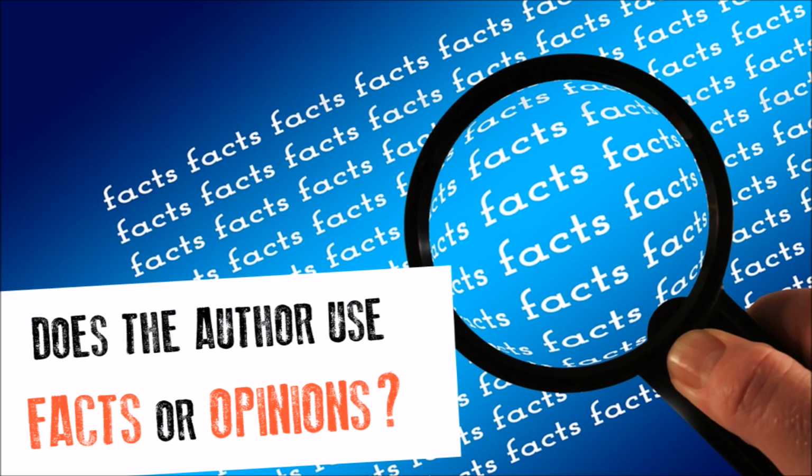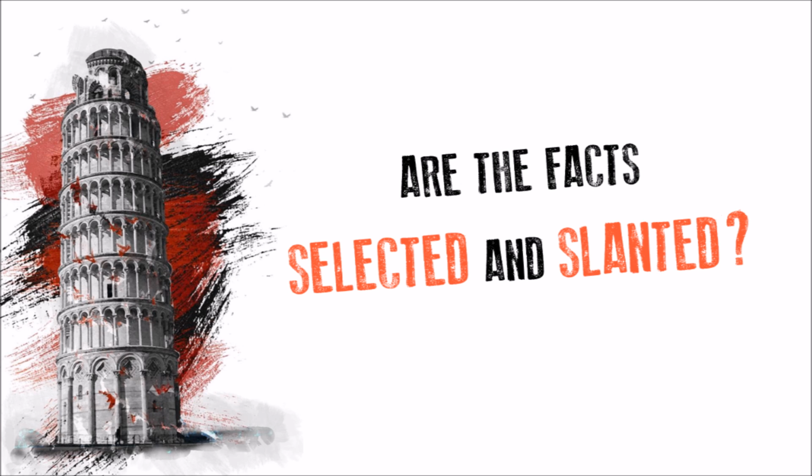Does the author use facts or opinions? In other words, is he or she using information that can be proven true through things like studies or scientific research? Or are they stating unsupported thoughts? Are the facts selected and slanted toward the author's bias? In other words, does the author use only facts that support their point of view while ignoring facts that don't support it? Ask those questions while reading the following example.